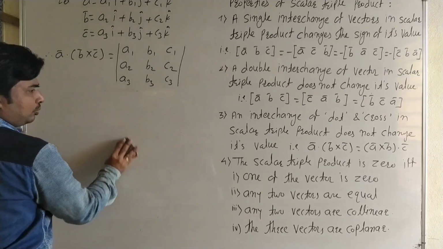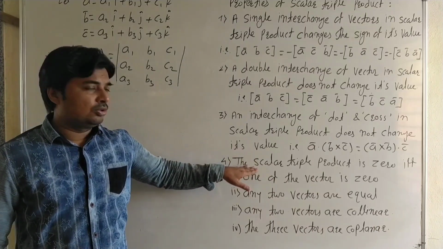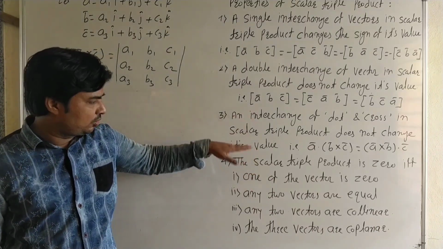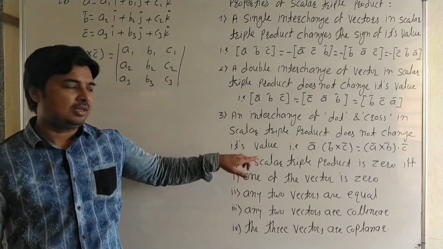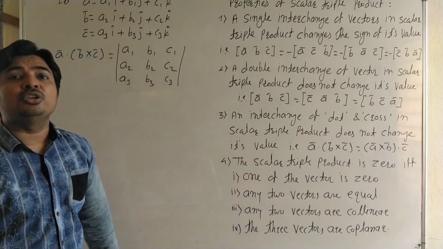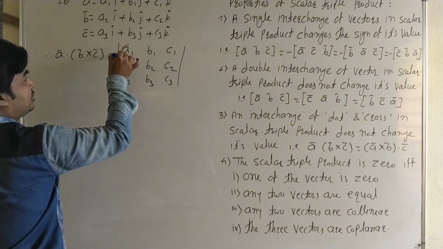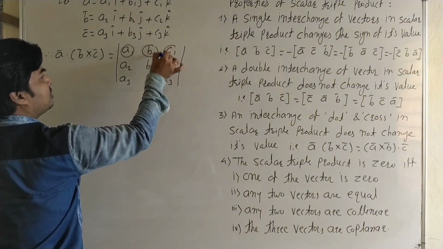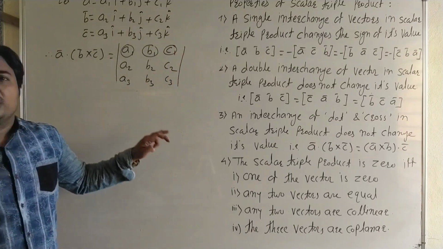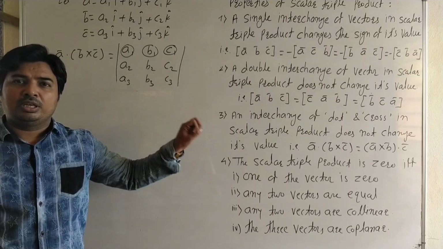Here the fourth property: the scalar triple product is 0. Here the scalar triple product is 0 in these four cases. Okay, scalar triple product is 0 if one of the vectors is a 0 vector. In the determinant, if any one is 0, the property of determinant says that if any one row or any one column is 0, then the value of the determinant is 0.